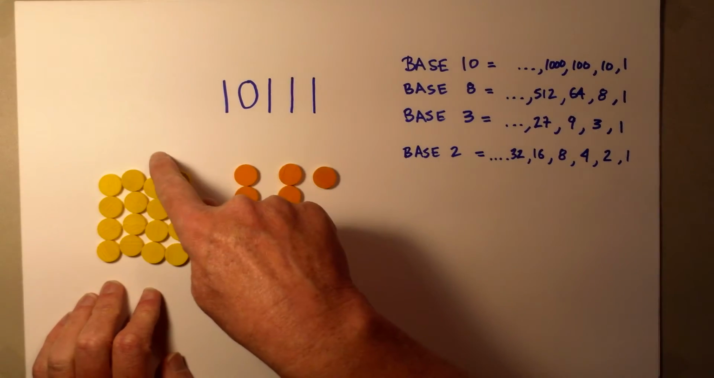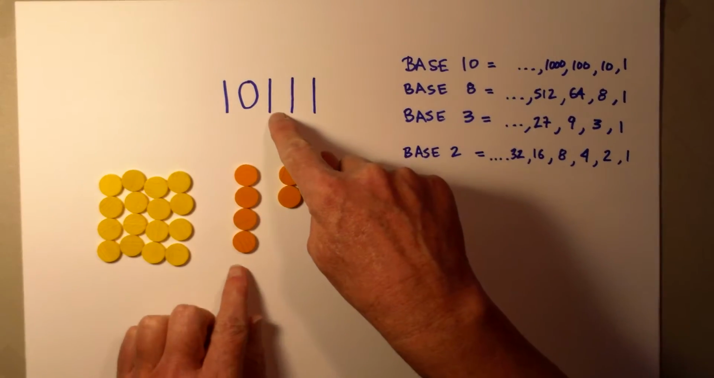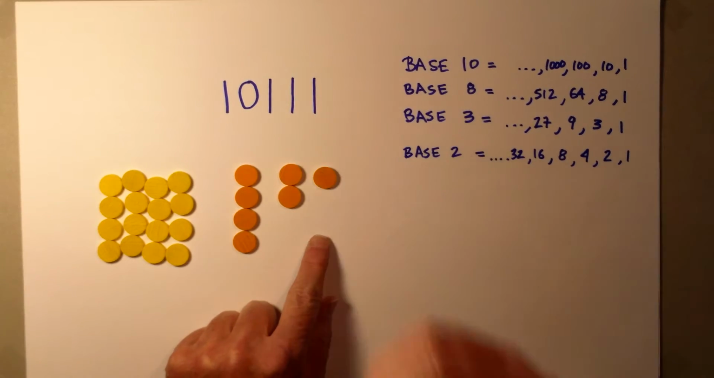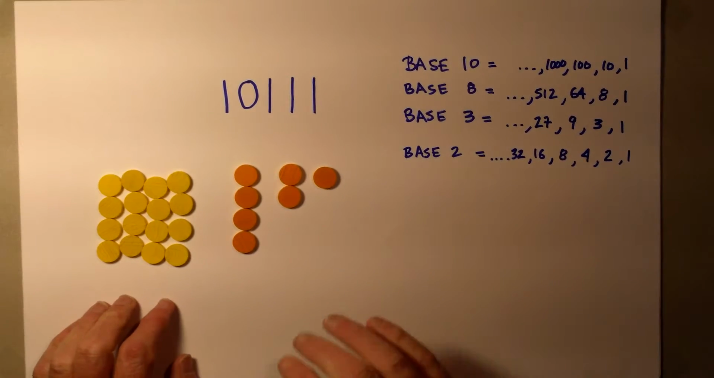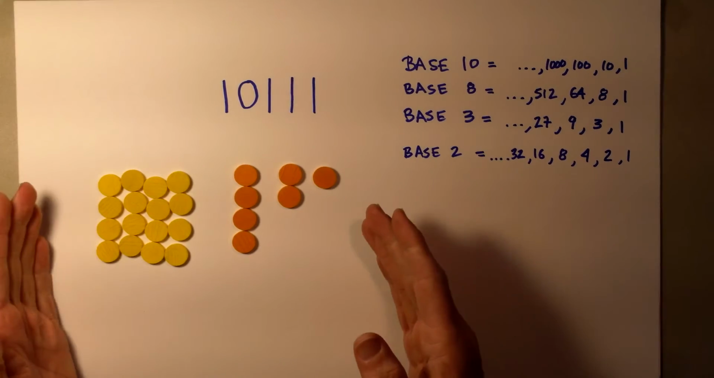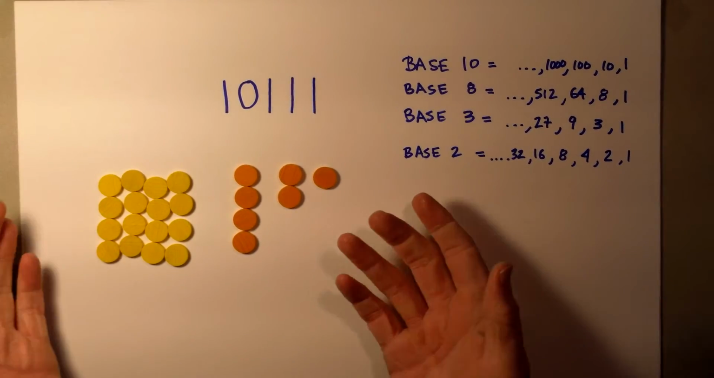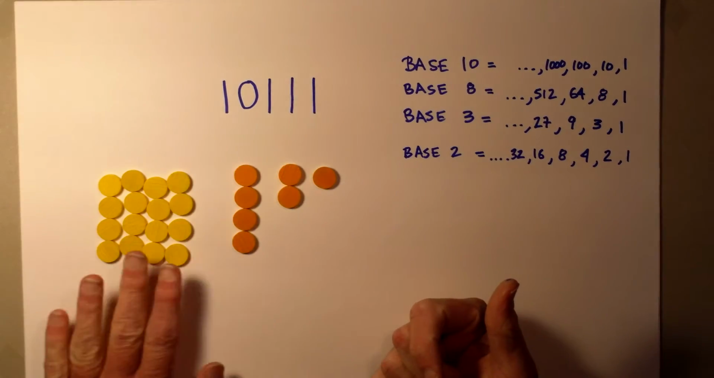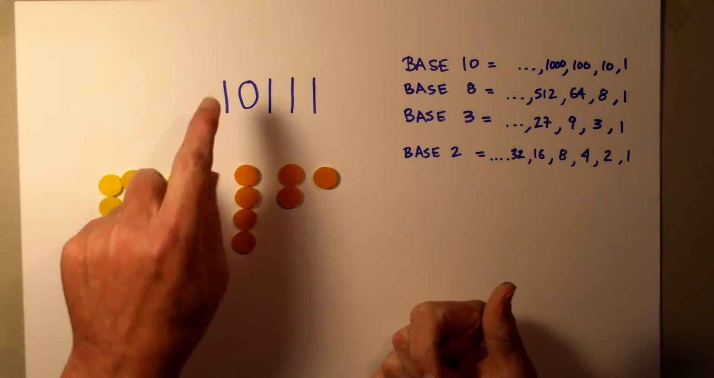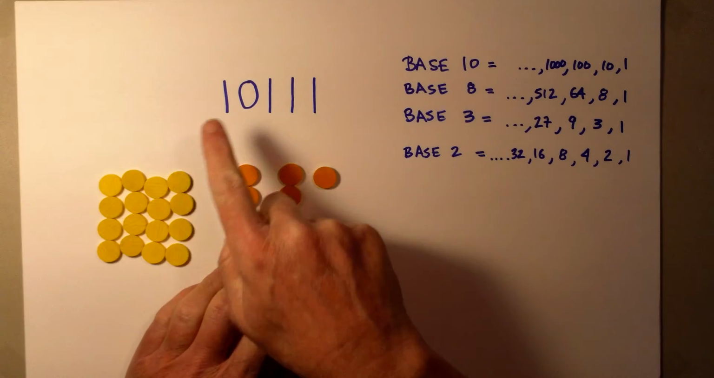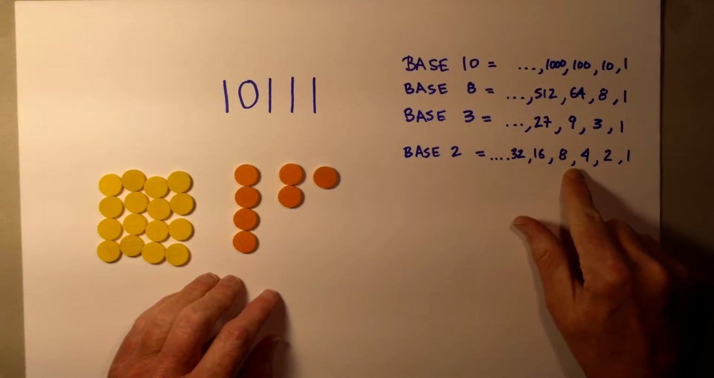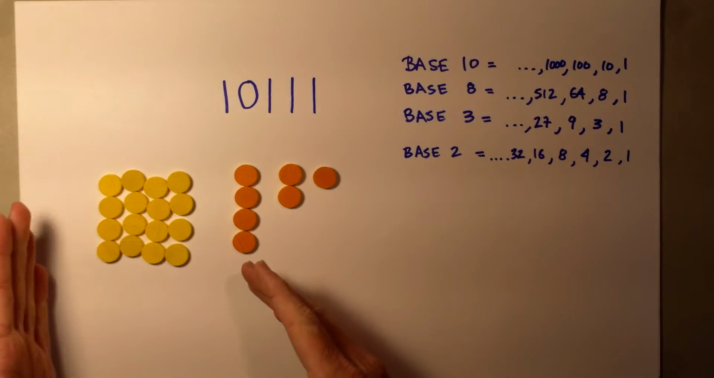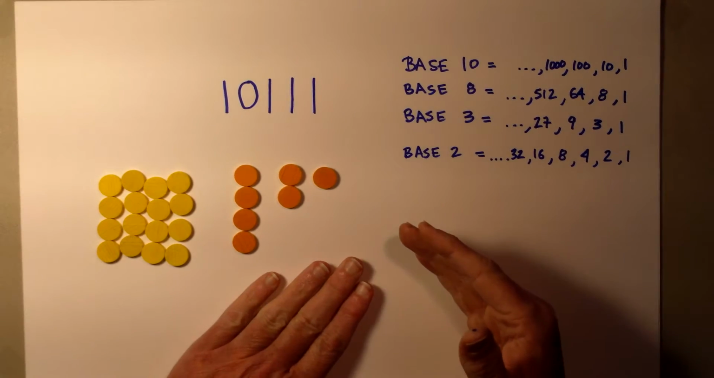That 1 means I have 1 16, 0 8s, 1 4, 1 2, and 1 1. And if you total that up, that equals 23 items in base 10. We'd say that's 23 things. So this is how you would represent 23 things in binary. It's just a matter of placing either a 1 or a 0 into the slot so that you total up the number you're trying to achieve.